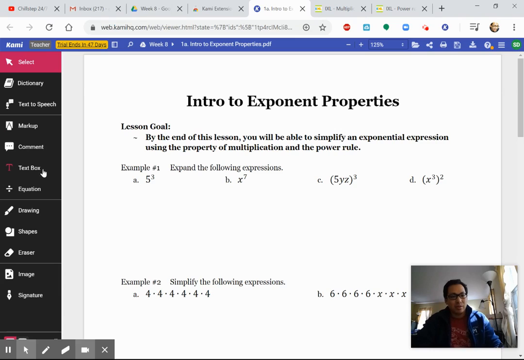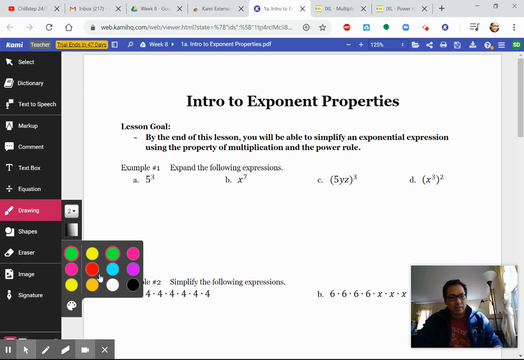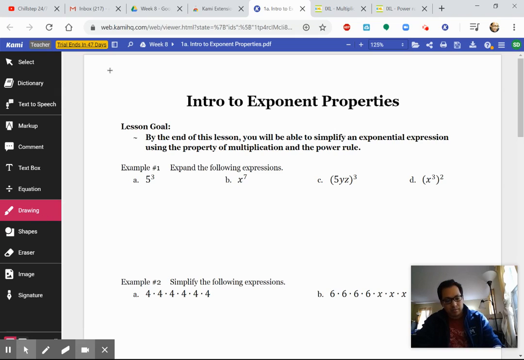So I go to my text box, or maybe I'll just draw. Yeah, I'll just draw. Do I want blue, pink? Let's go pink. I'm going to draw in here, so I'm going to write my name. Let's see if this works. Perfect. Good enough.